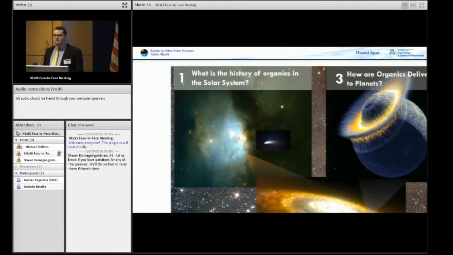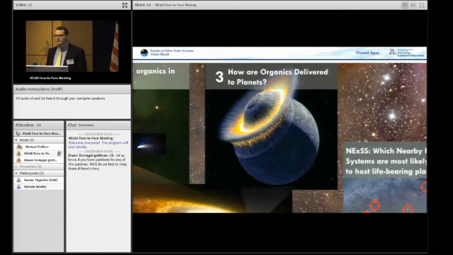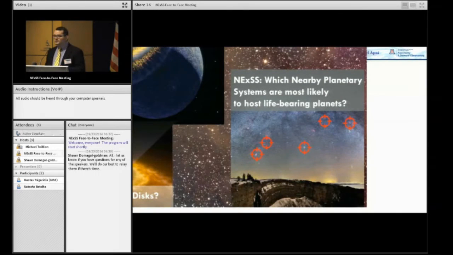The first team is exploring the history of organics and volatiles in the solar system. The second team is exploring how organics and volatiles are processed once they are delivered into protoplanetary disks. And the third team explores how these processed organics and volatiles are then delivered to forming planets. Together with NExSS, we will use this actionable knowledge to characterize nearby planetary systems and identify which are more suitable, for example, for biosignature searches.